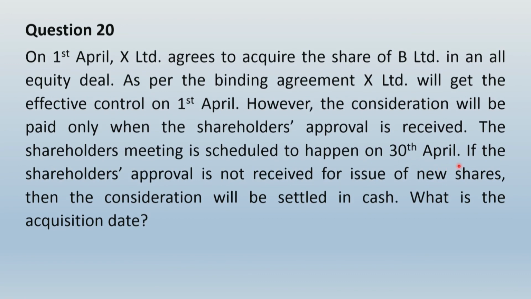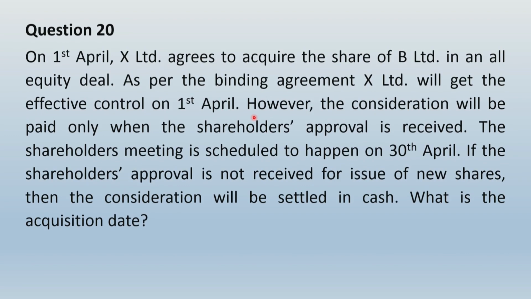The shareholders meeting will be able to decide whether the settlement form should be shares of the acquiring company or whether the consideration should be settled in cash. So just the mode of settlement of consideration is yet to be decided. Control has effectively been transferred on 1st April itself. So the acquisition date will not be 30th April but will be 1st April.